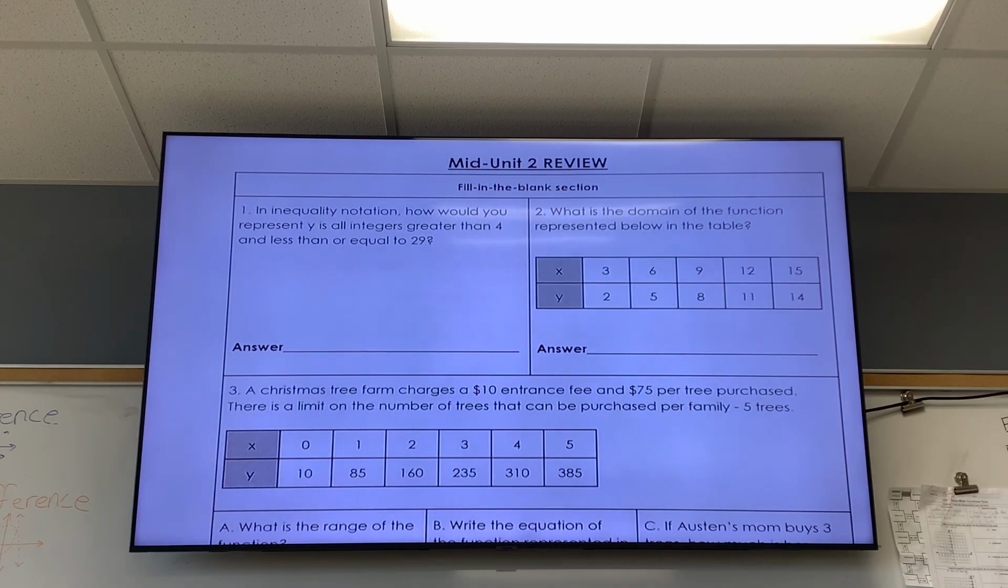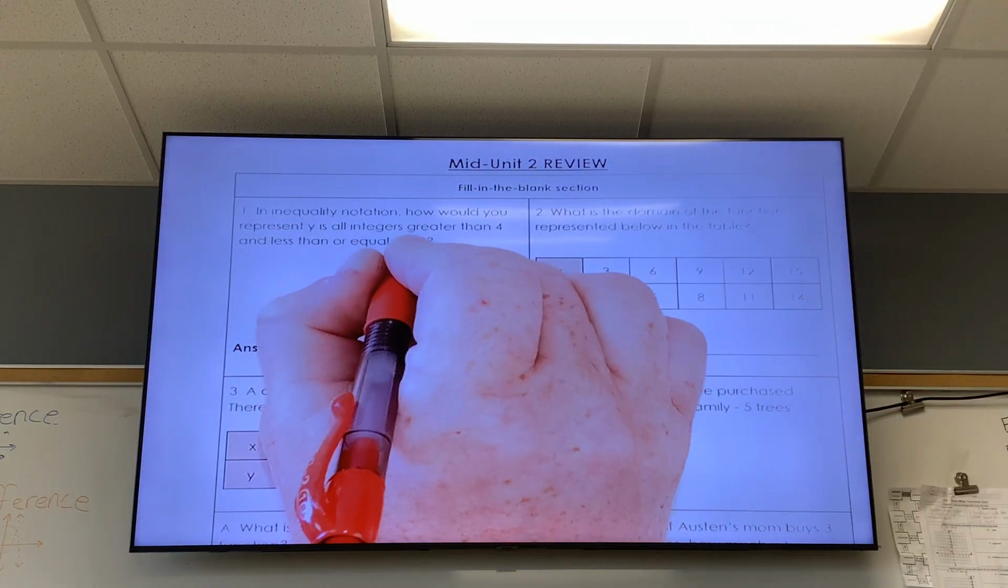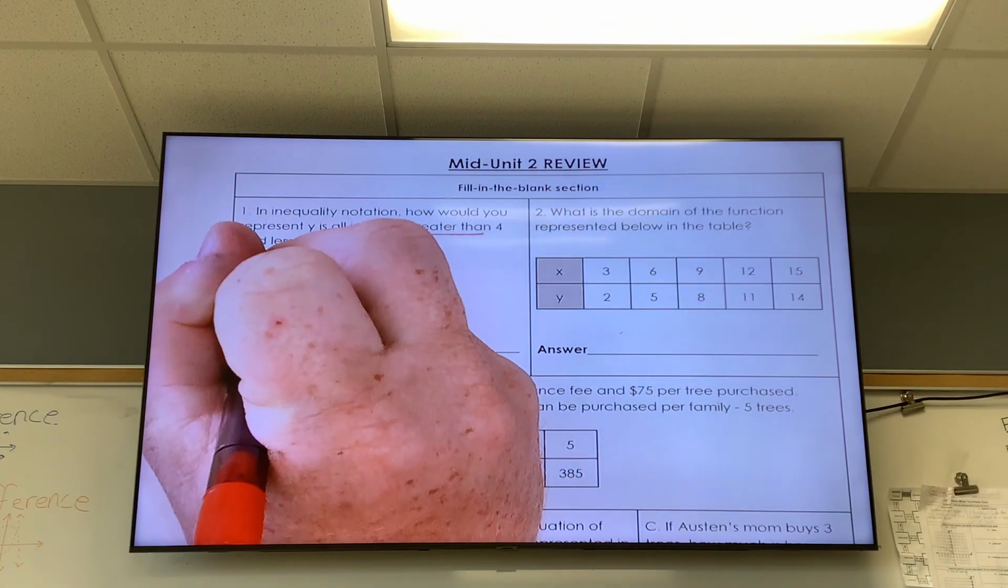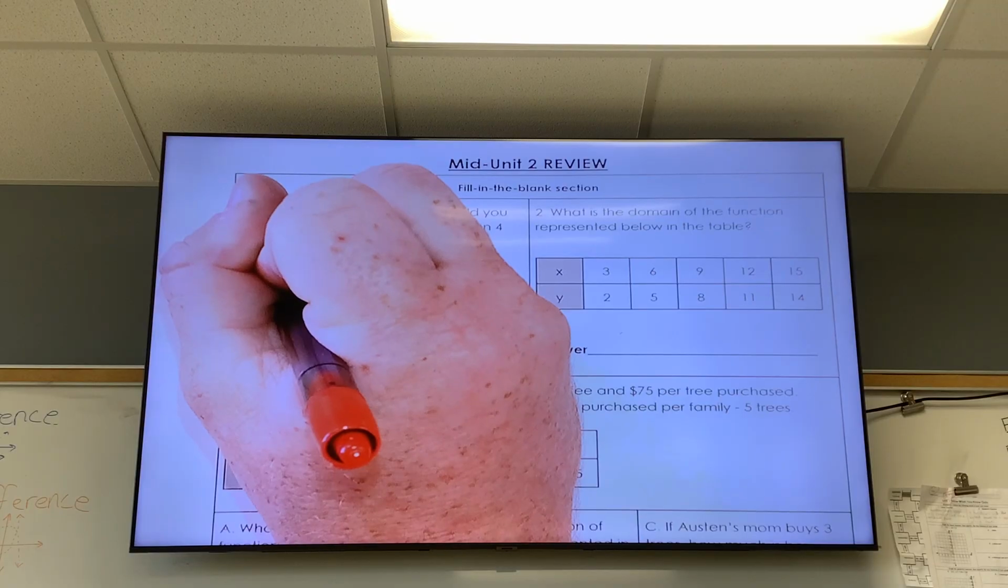For our review, number one says, in inequality notation, how would you represent y is all integers greater than 4 and less than or equal to 29? We're going to start off by saying we have a lower limit set by greater than. Our lower limit is 4, because it does not say or equal to, we are going to exclude our lower limit of 4. Because we're excluding it, we are going to use parentheses.